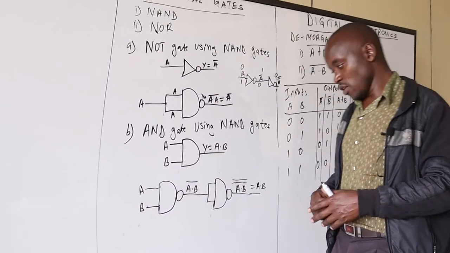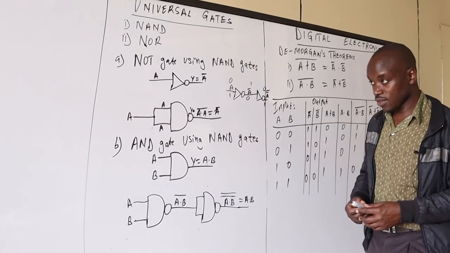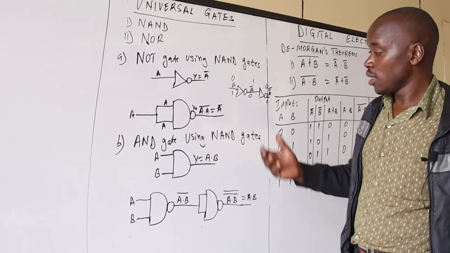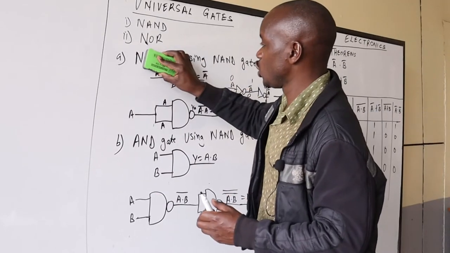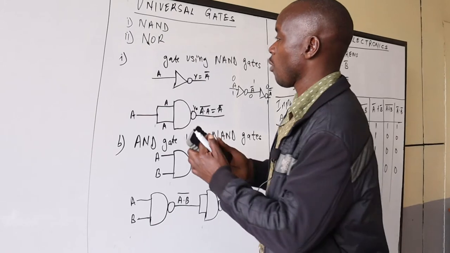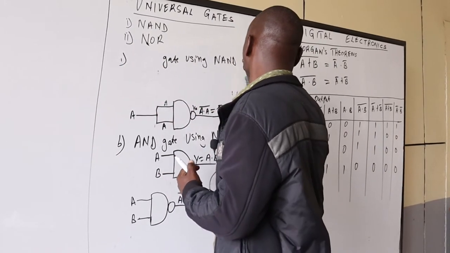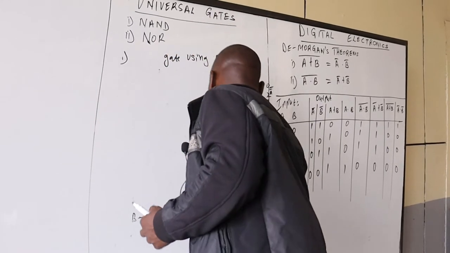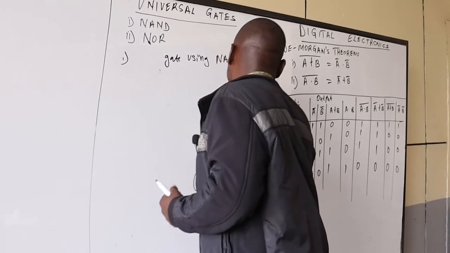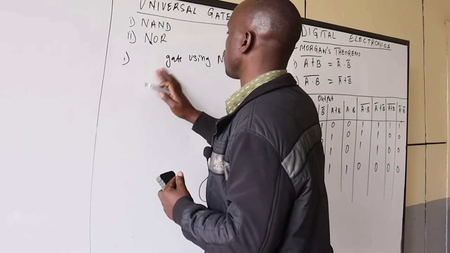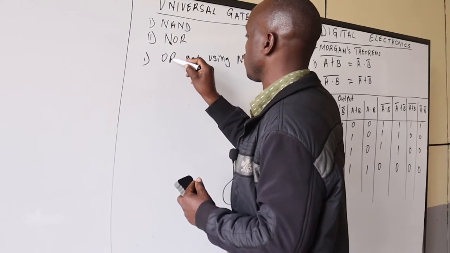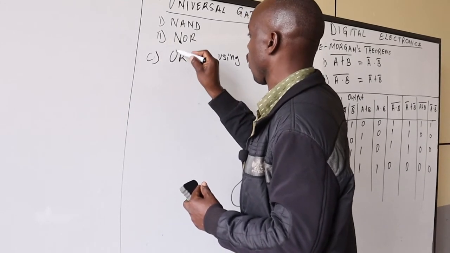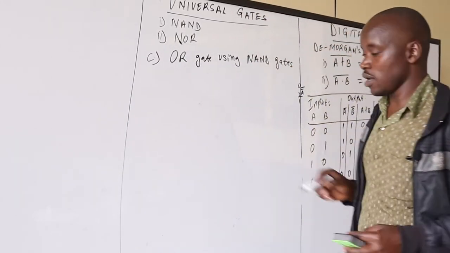The third one, if there's no query, is OR gate using NAND gates. So now we change to C. Number C is OR gate using NAND gates. So you see now these gates are universal. So C is OR gate using NAND gates.